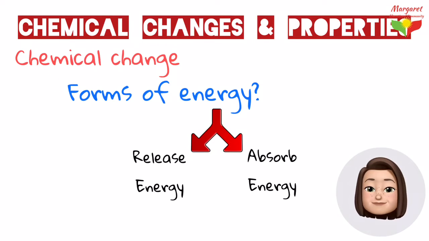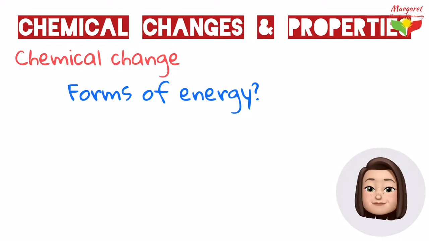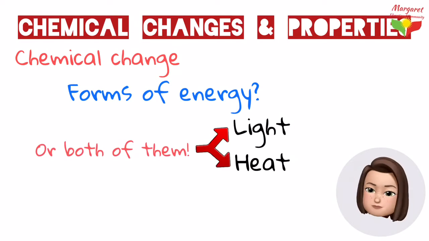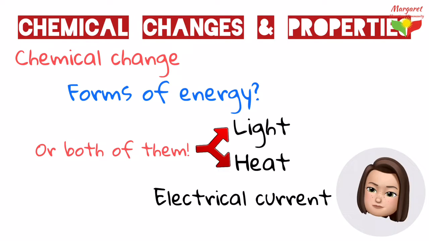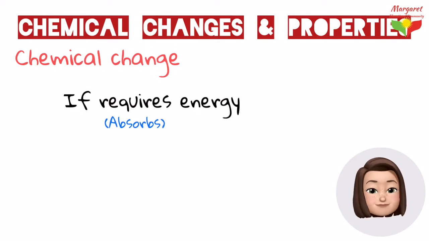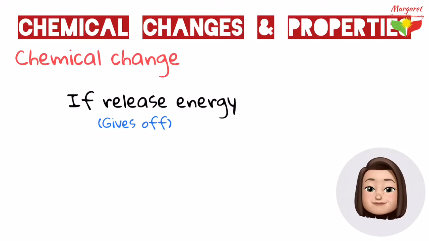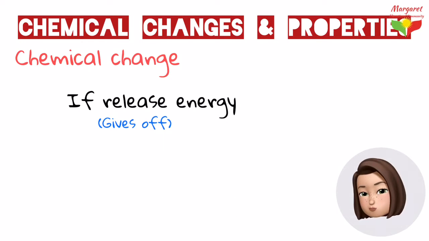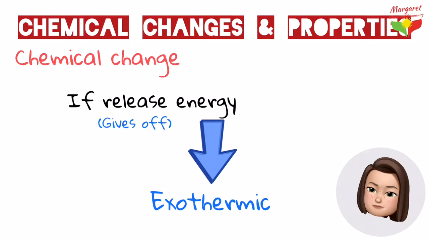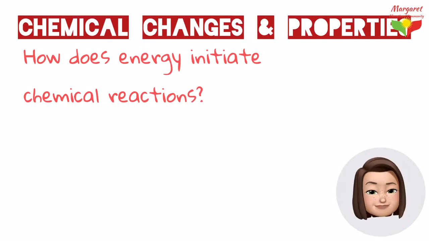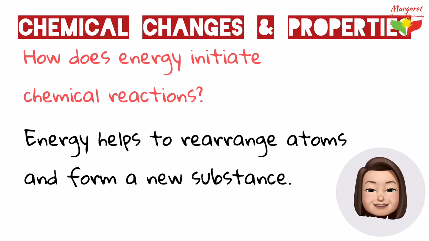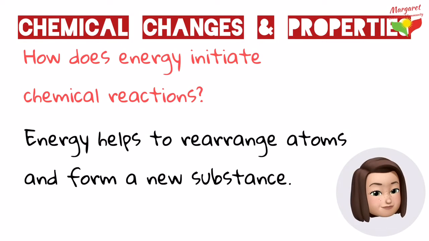So, what are the forms of energy in the first place? It is either light, heat, or both, or electrical current. These are some sources of energy that might be used to initiate a chemical change. So basically, like we said, a chemical reaction requires energy. In this case, it would be called an endothermic reaction. Or a chemical change could release energy, and this is called an exothermic reaction. Now, how could energy help initiate a chemical change? It helps us to rearrange the atoms and form new substances.